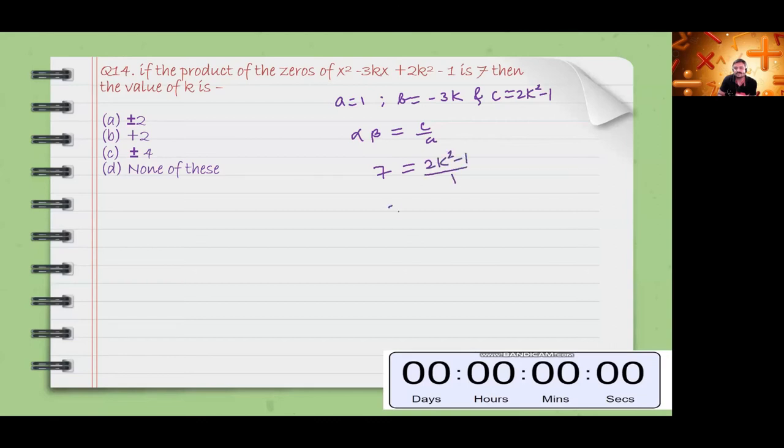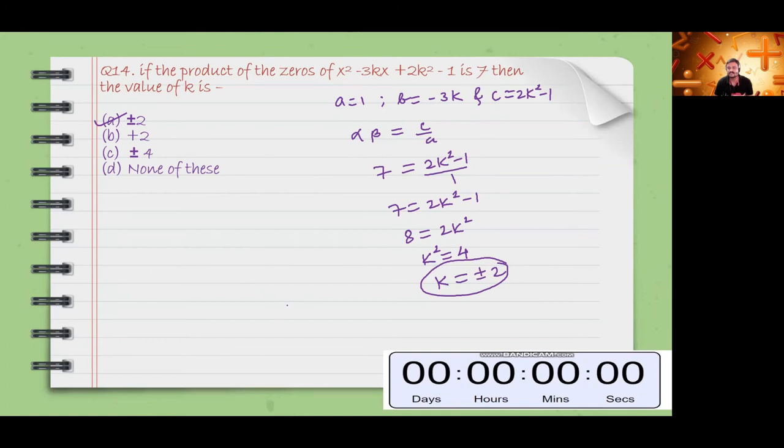Okay. So this will be what? 7 is equal to 2k square minus 1. If I shift this minus 1, this will become 8 is equal to 2k square. So k square will be equal to 4. Now, if I take square root, so k will be equal to plus minus 2. Bahut se log hai jo plus 2 ko answer mark karenge, but that is wrong. Plus minus 2 is the answer. Option A is the answer.